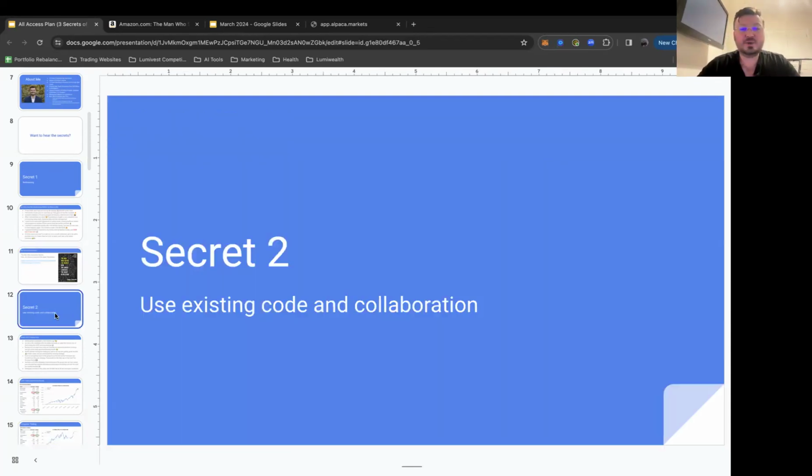Okay, cool. Secret number two, use existing code and collaboration. Don't try to do this stuff from scratch. A lot of people come to me, especially recently, saying, oh yeah, I'm trying to build this algorithm and I'm trying to do this, I'm trying to do that. And it's like, well, we have code for that. You could just use what we have, right? You don't need to build these things from scratch.